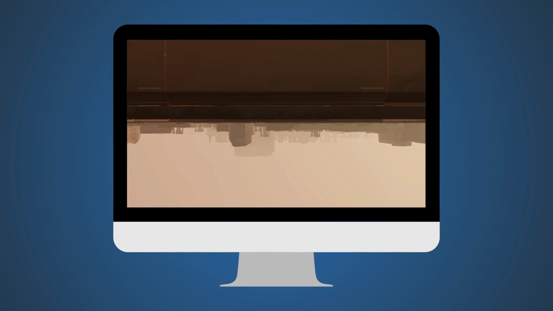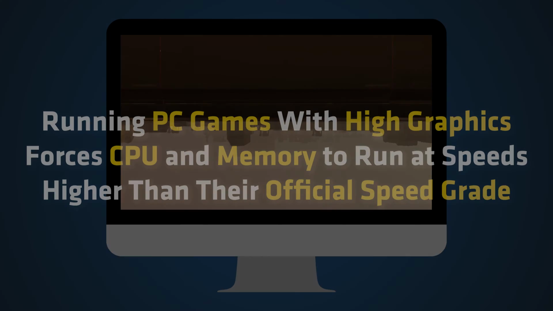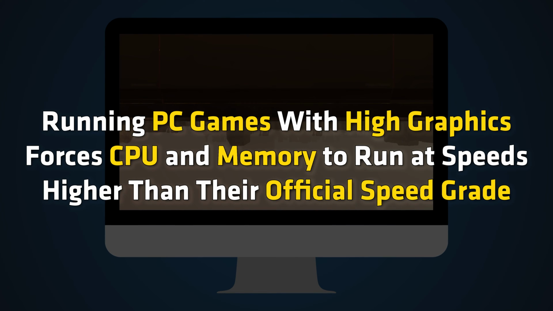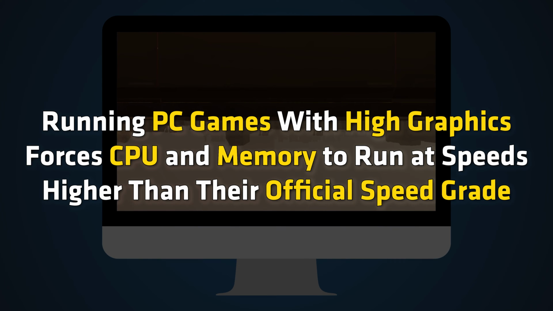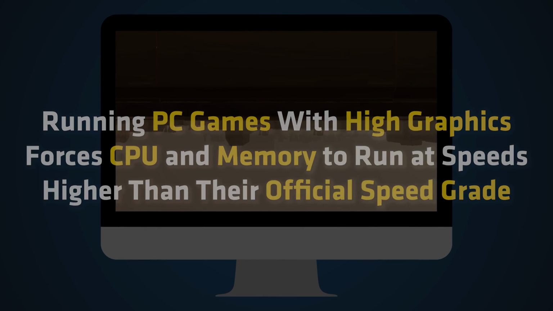2. Brown Screen of Death. Brown Screen of Death is mostly associated with gameplay, indicating the error is concerned with computer graphics. We know that all processors ship with a speed rating. So, running PC games with high graphics forces CPU and memory to run at speeds higher than their official speed grade, thereby causing frequent crashes.